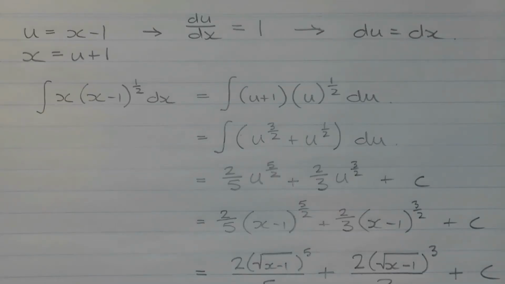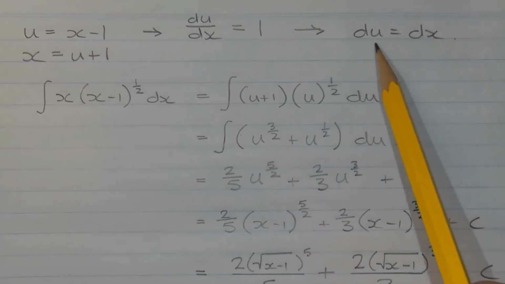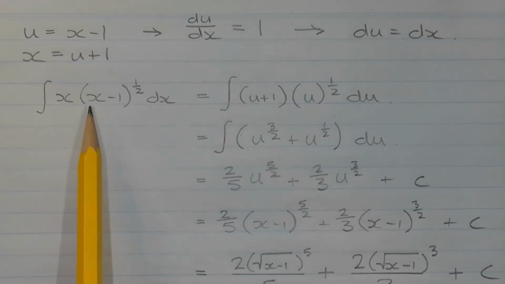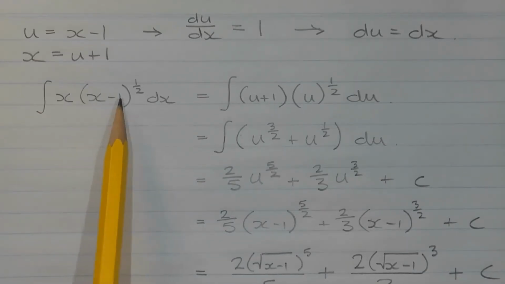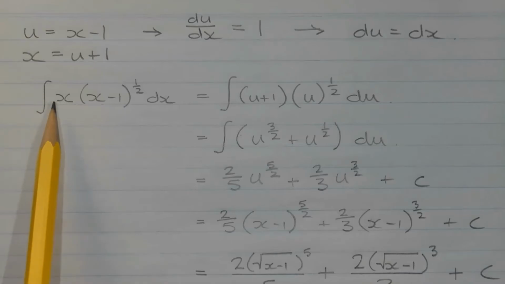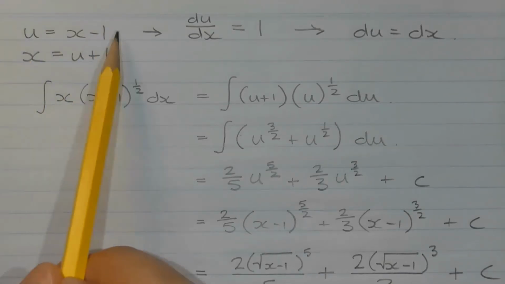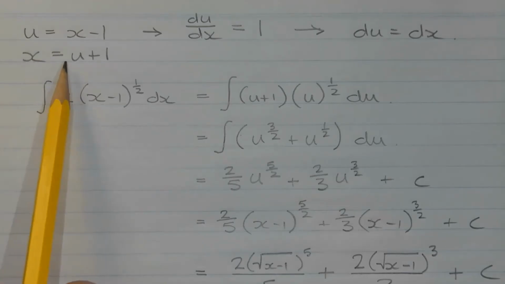Later on, we will need to replace the dx with du. And knowing that du is equal to dx, all we have to do is just remove the dx and replace it with du. We also need to replace the x minus 1 in the integrand with u. We also need to replace the x here as well. So making x the subject in the original substitution, we have x is equal to u plus 1.